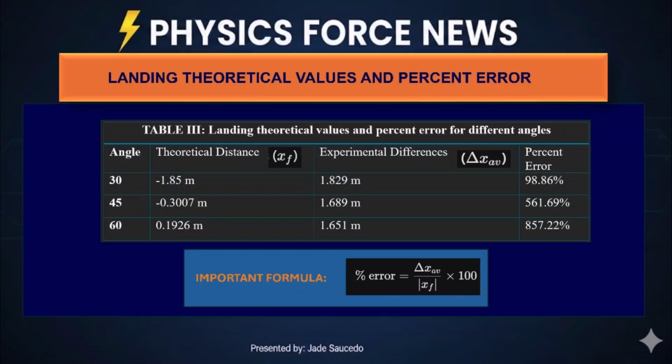Why so high? This suggests a systemic error, likely involving how we establish the theoretical line on the floor or factors like air resistance that our formulas don't include. We see that while the math provides a perfect model, the real world has variables we must always account for.